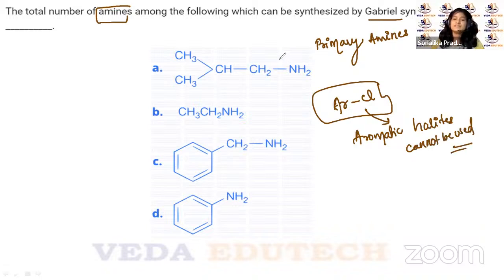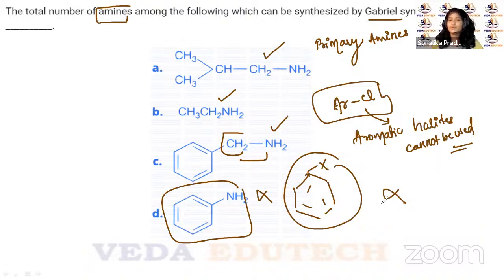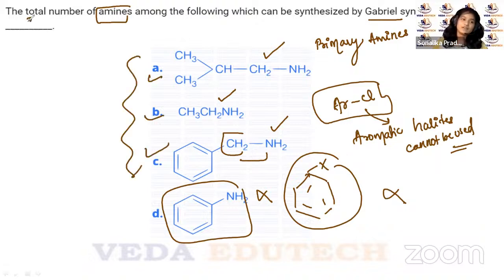If we see in this reaction, children, this does not involve any aromatic compound, so this is all right. So this is going to be produced. Again, this is aliphatic, this is going to be produced. This has CH2 then NH2, so this is also going to be produced, but this one, children, you cannot produce, because this would have made use of an aromatic halide, which is not possible. So these three are going to be your correct answer, and your answer is going to be 3.